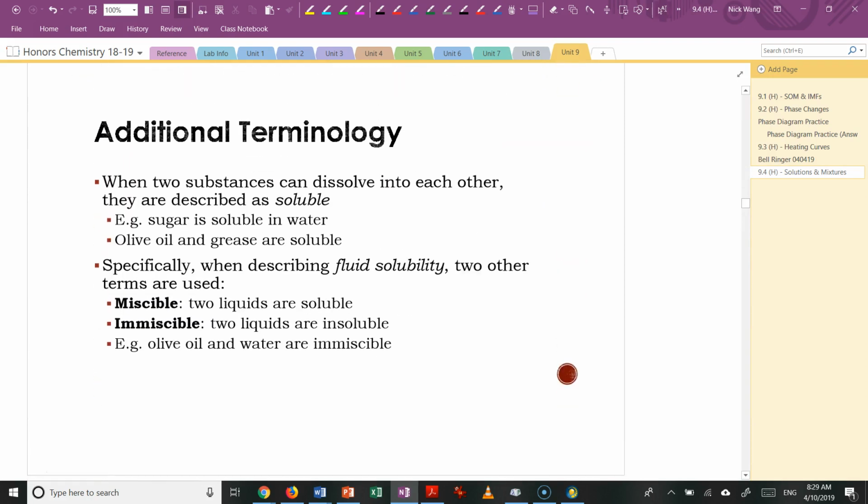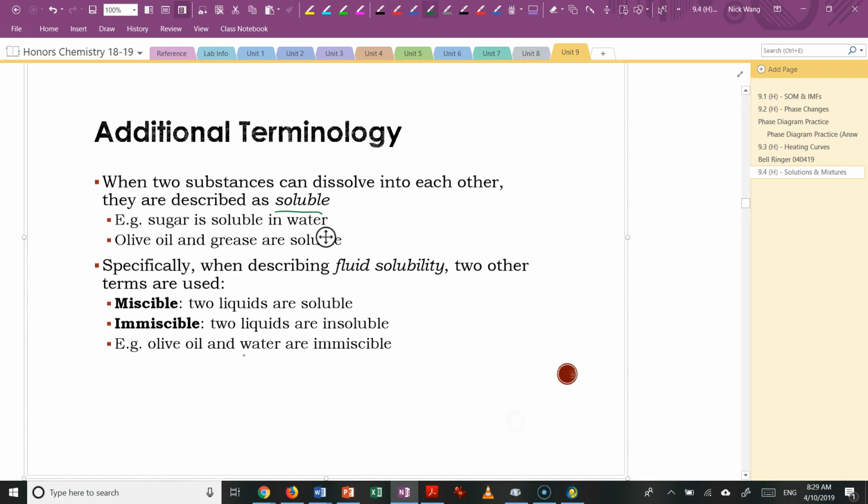A couple other terms here. When two substances can dissolve each other, they're described as soluble. You can see the examples here: sugar is soluble in water, or you can say olive oil and grease are soluble. But when talking about fluid solubility, a lot of times we use the words miscible or immiscible. Miscible is where two liquids are soluble. Immiscible is where two liquids are insoluble.